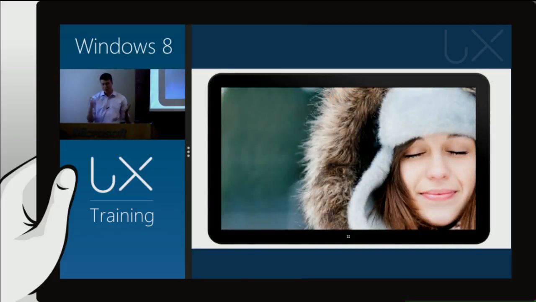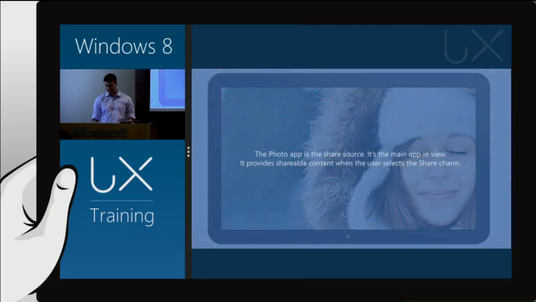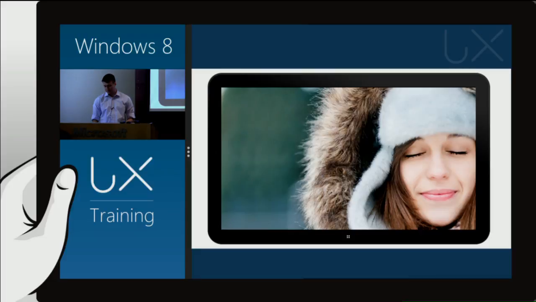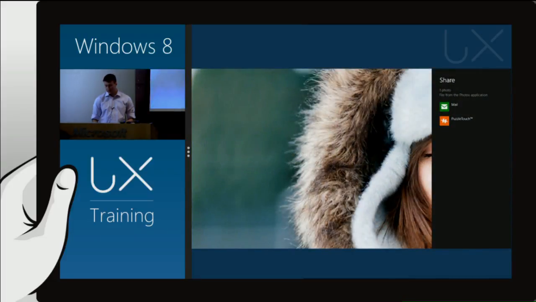So let's run through a quick example. Let's say I'm in a Photos application and I've got a photo up full screen. I can swipe out from the right side and click the share charm, and the share pane will come out and enumerate all the different applications that I could use to share the content that this main app on screen has provided.